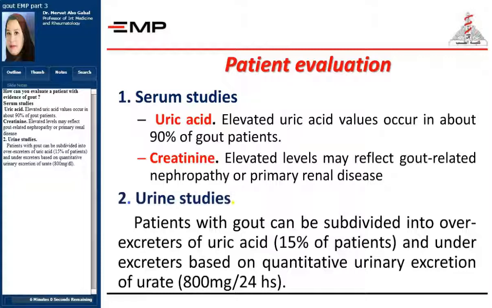Second, by doing urine studies to measure 24-hour urine excretion of uric acid, and if more than 800 milligram per 24 hours, this means that there is overproduction of uric acid.